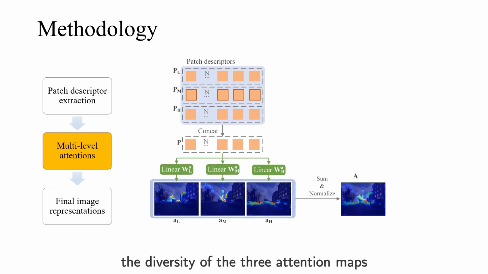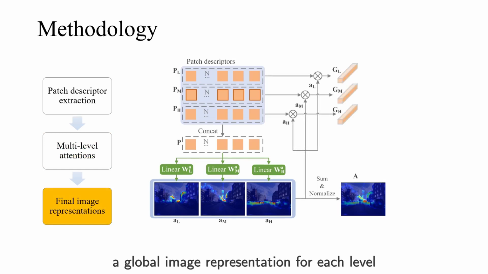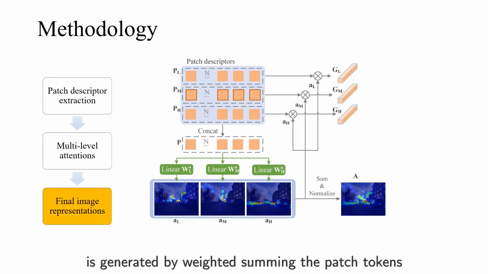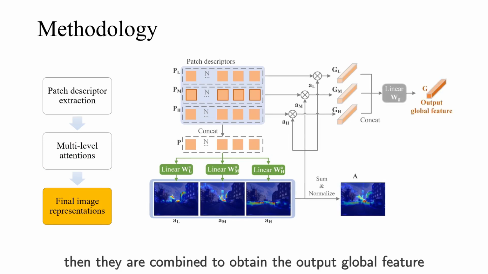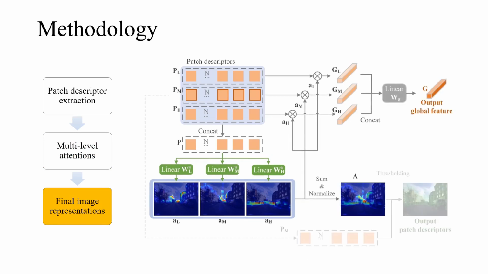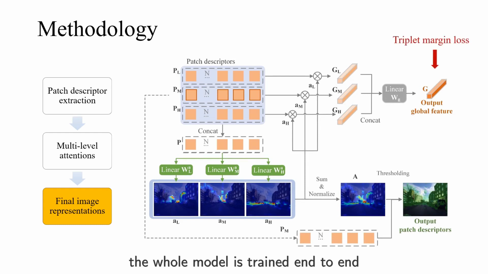The diversity of the three attention maps can be learned by interacting with different patch token sizes in the next step. Finally, a global image representation for each level is generated by weighted summing the patch tokens using the corresponding attention maps. Then, they are combined to obtain the output global feature. The merged attention map is further used to select the key patch descriptors. The whole model is trained end-to-end by supervising the output global features using triplet margin loss.